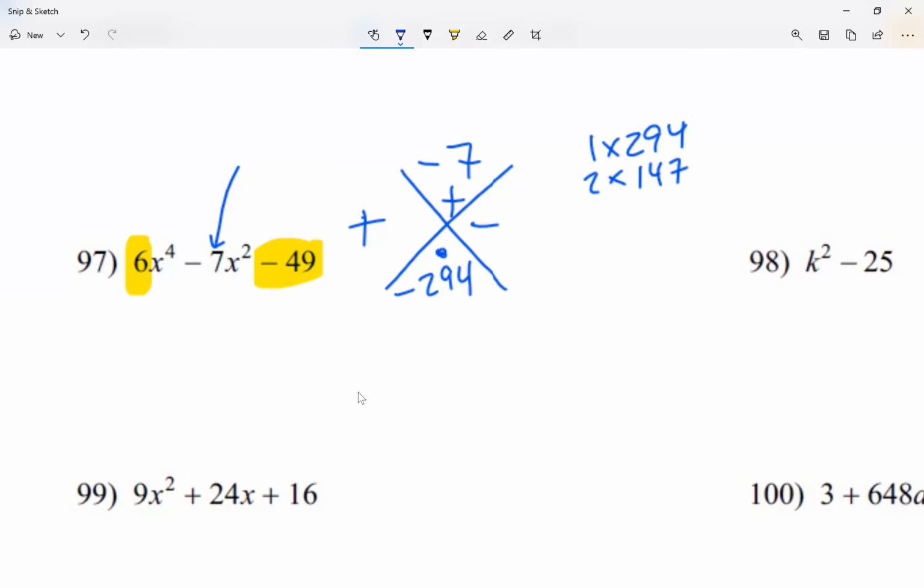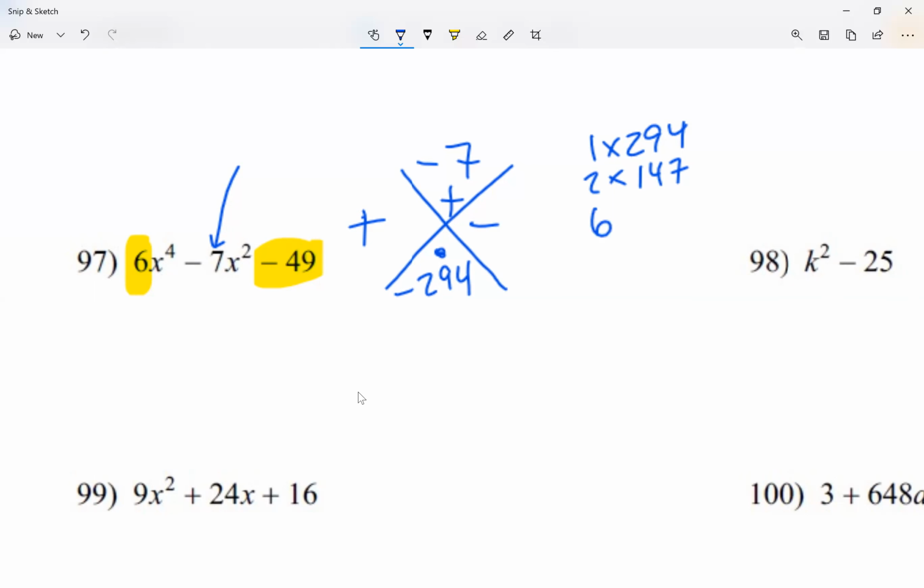Now, how did I get the 147? I really went 294 divided by 2. I did the division backwards. Now, 3, let me see. 294 divided by 3 gives me a decimal, so 3 is not a factor. Divided by 4 and divided by 5 give me decimals as well, so they don't work.